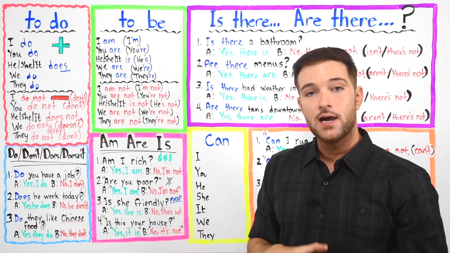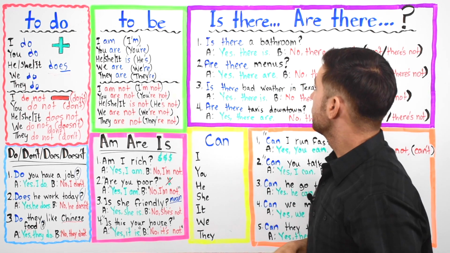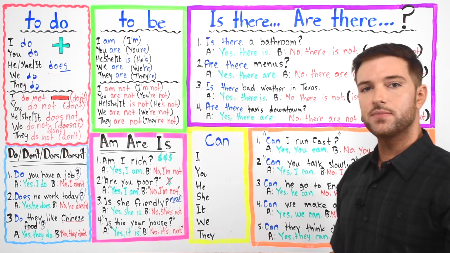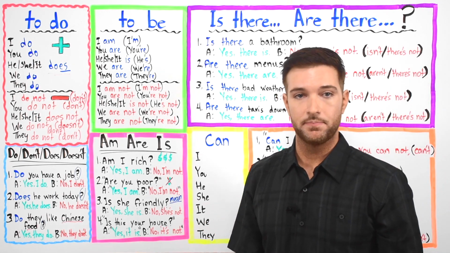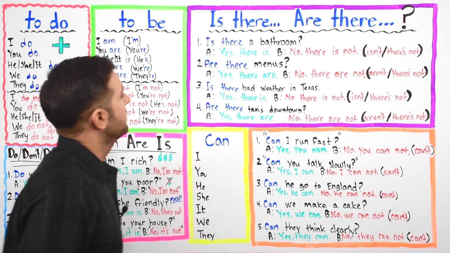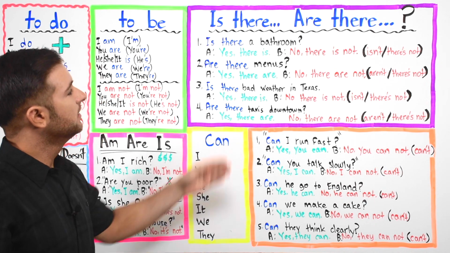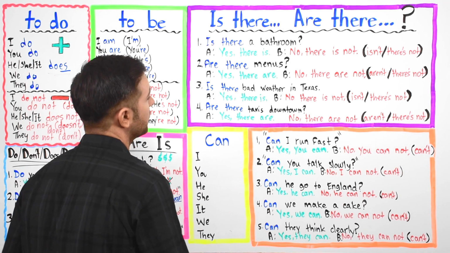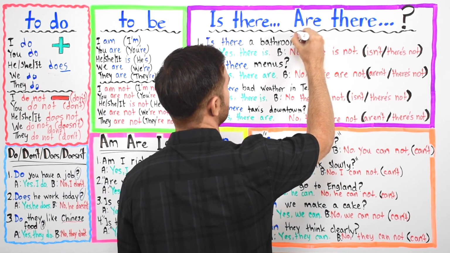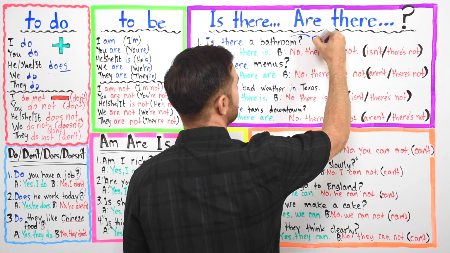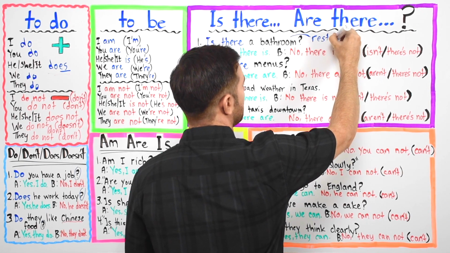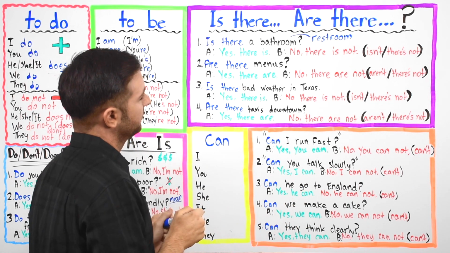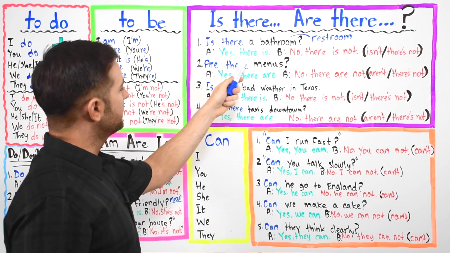Okay? Now we're going to look at the words is there and are there. Okay, so is there something or are there something? Okay, we'll look at these ones. Number 1, is there a bathroom? Sometimes you'll hear the word restroom. Is there a restroom? Is there a bathroom? Okay, and you could say yes, there is.